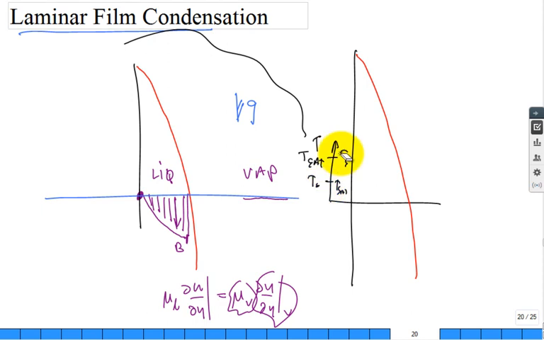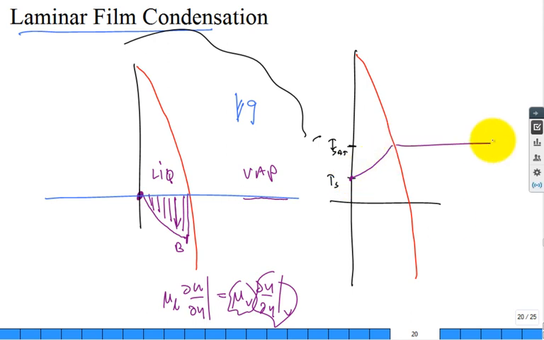So here is Tsat, and here is Ts. All right, so what does our temperature profile do? At the surface, it's Ts, and then out here it's getting closer and closer to the saturation temperature. That would be the profile going out. So the temperature would be coldest at the surface.